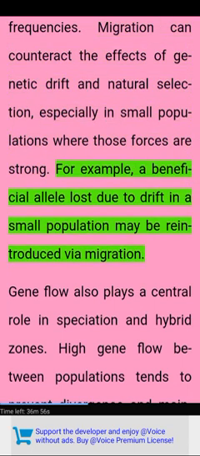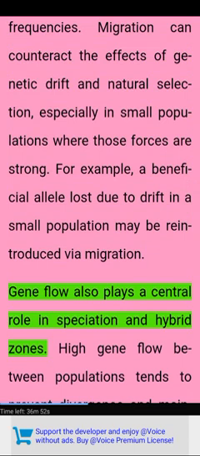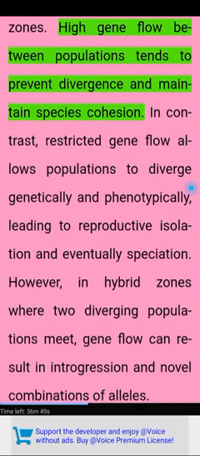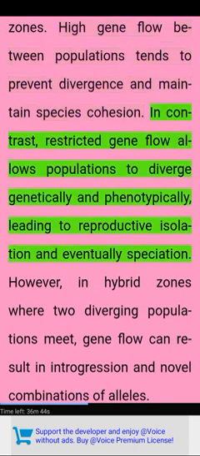For example, a beneficial allele lost due to drift in a small population may be reintroduced via migration. Gene flow also plays a central role in speciation in hybrid zones. High gene flow between populations tends to prevent divergence and maintain species cohesion. In contrast, restricted gene flow allows populations to diverge genetically and phenotypically, leading to reproductive isolation and eventually speciation.